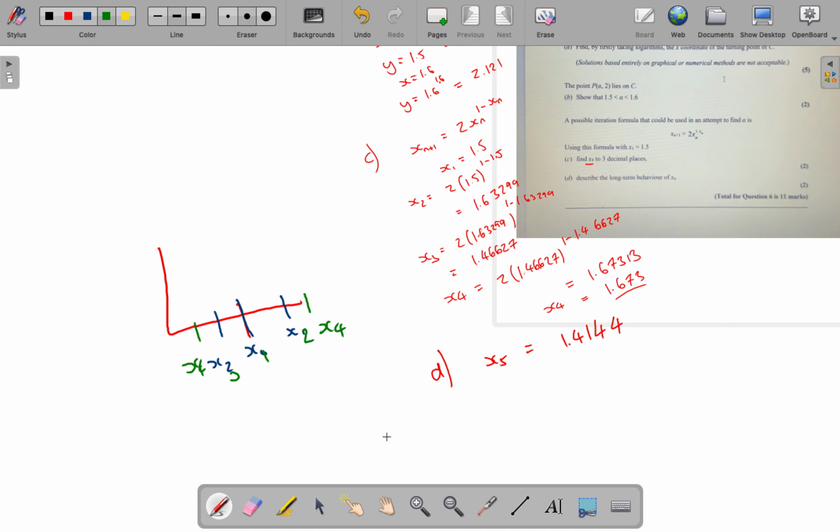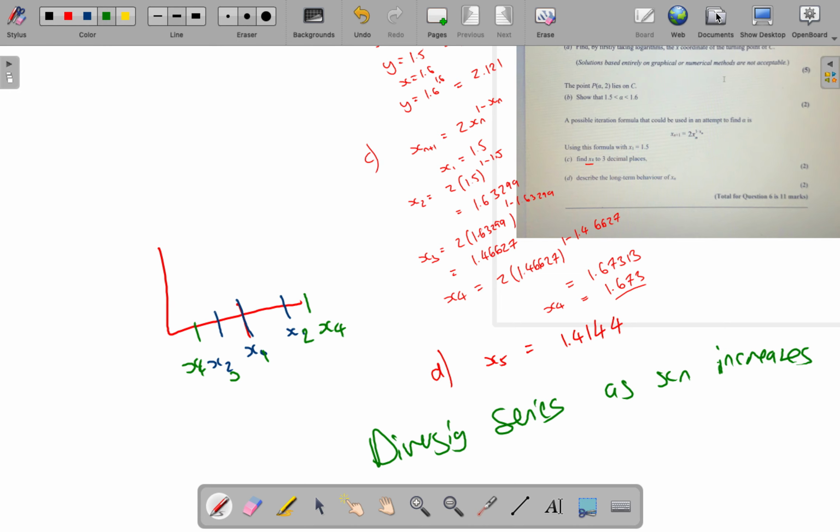So what's happening is you are getting a diverging series, okay, because the values are getting further and further away as n increases. So this is a diverging iteration formula. You will not find what your value is using this one. Okay, so that's the first question that was sent.